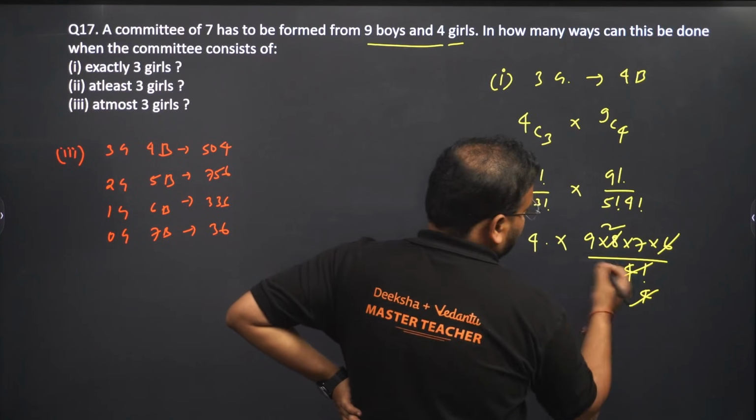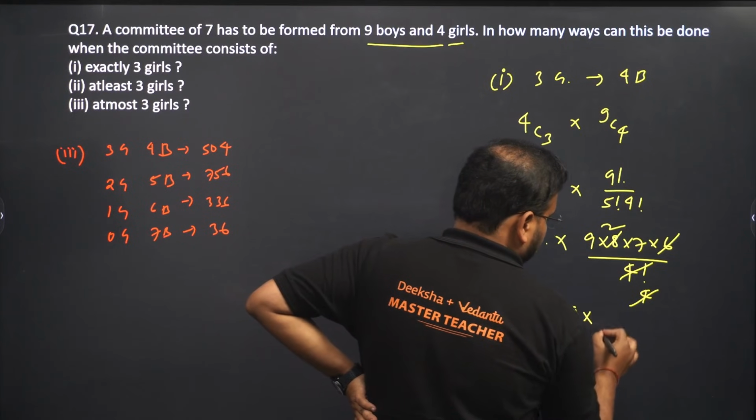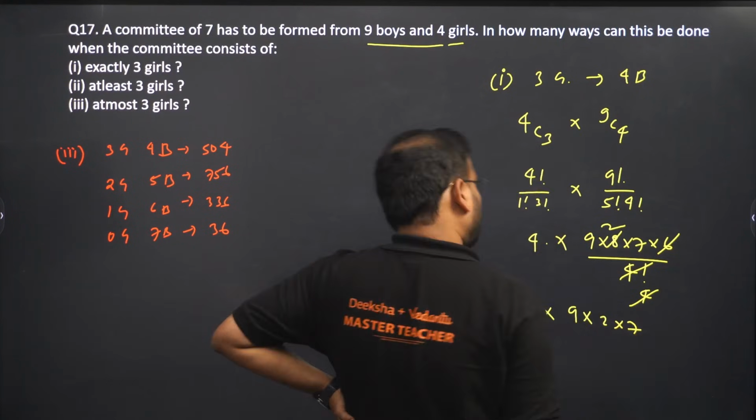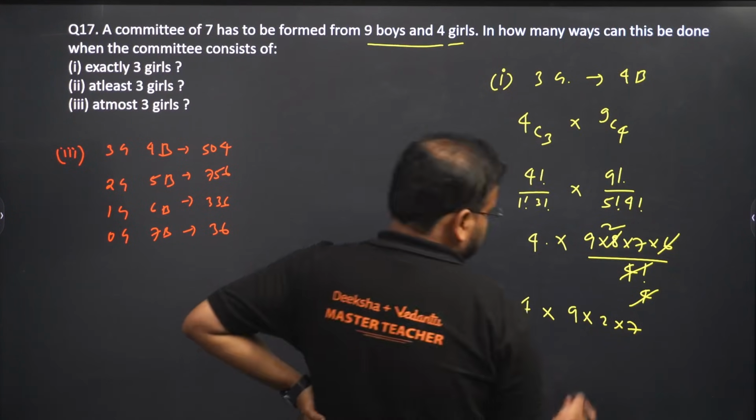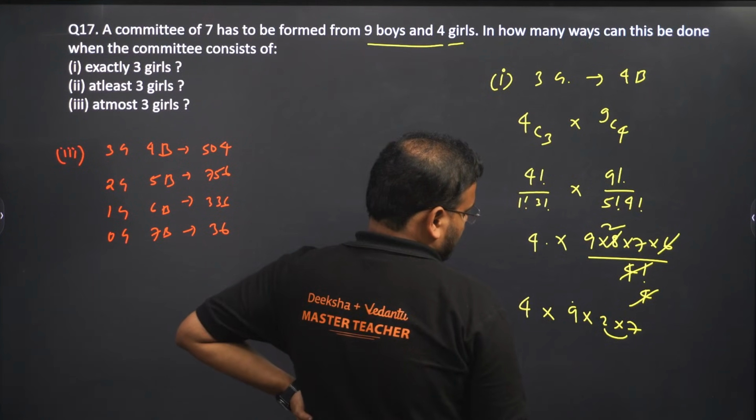4 into, we have 9, we have 2 and 7. So we get here, what is this? 7 2s is 14.